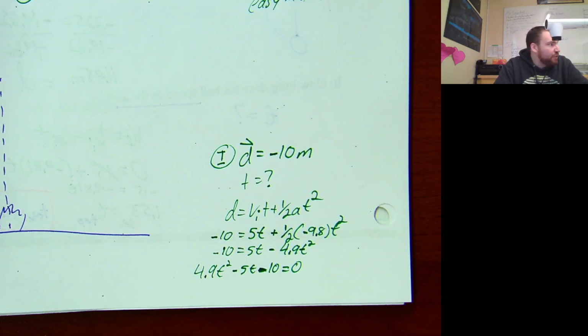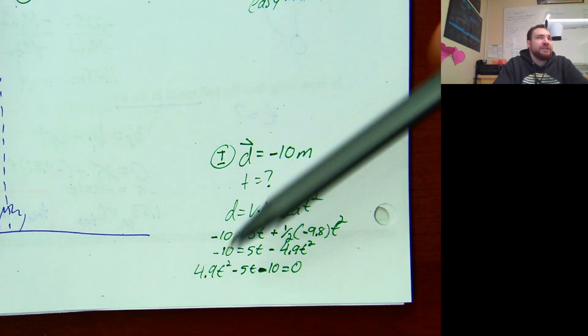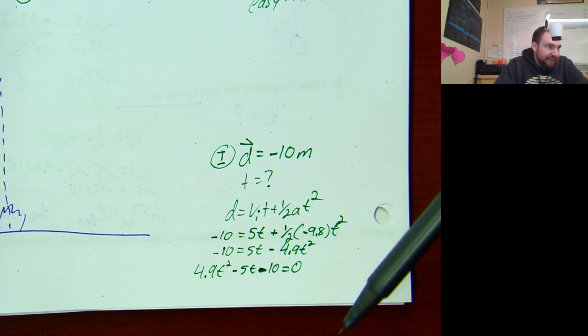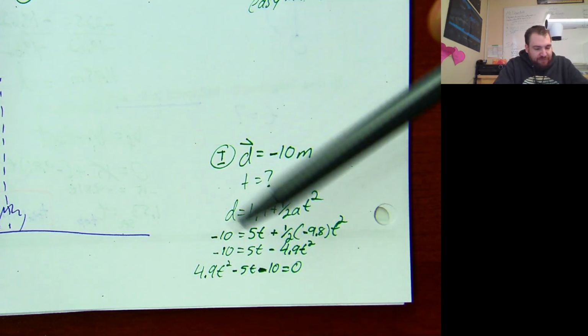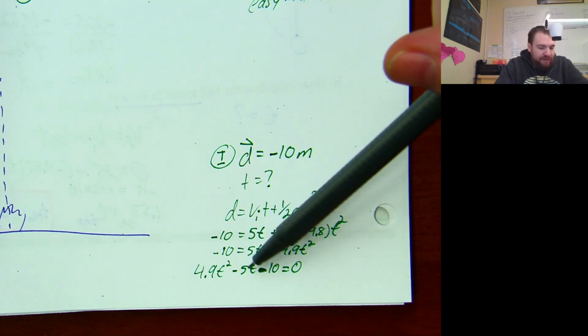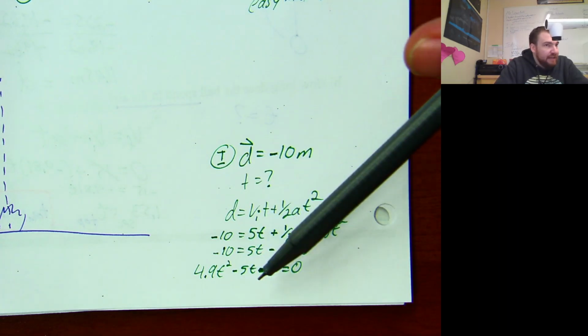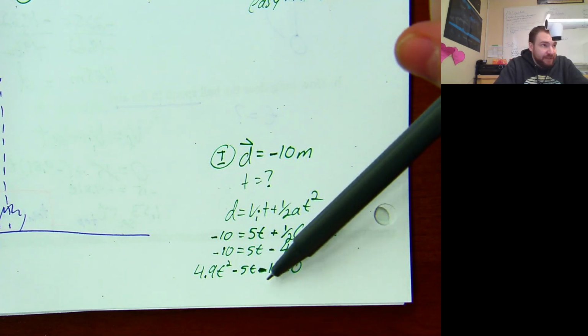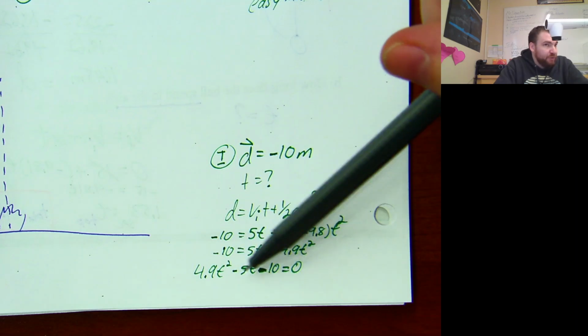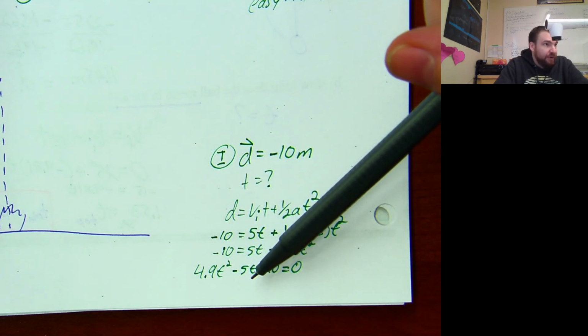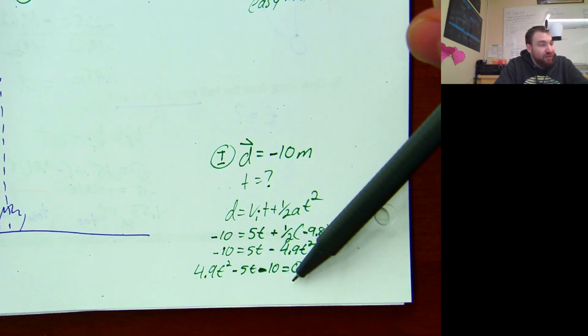This is not one of those ones where it's going to be a nice easy solve. I can't just divide by 4.9 and get a nice little factor out, and then find two numbers that multiply to the end and add to the middle. The only way to solve this beast is to brute force quadratic equation this thing. X equals negative b plus or minus the square root of b squared minus 4ac all over 2a.